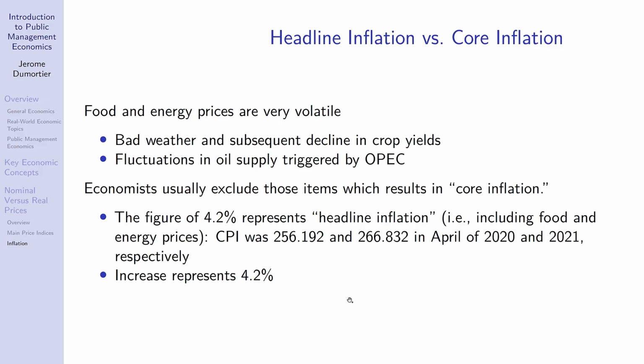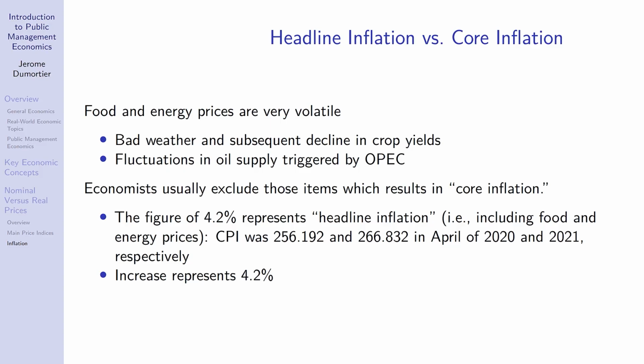If you remember, a couple of slides ago, I showed you the evolution of the CPI for all items, and I've also shown you the evolution of the CPI for energy. Now, it turns out that food and energy prices are very volatile, in the sense that bad weather and the subsequent decline in crop prices can increase food prices, or fluctuations in oil supply triggered by OPEC can also have an effect on energy prices.